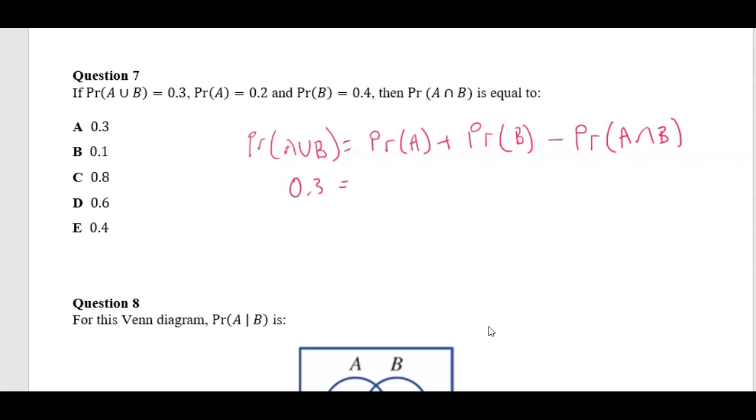0.3, probability of A is 0.2 plus 0.4. And probability of A and B is what we're after, so you can just call that X. So we're just solving for X basically. So we've got 0.3 equals 0.6 minus X, so that makes X equal 0.3.